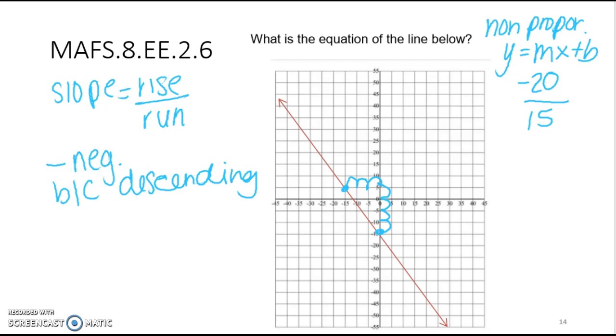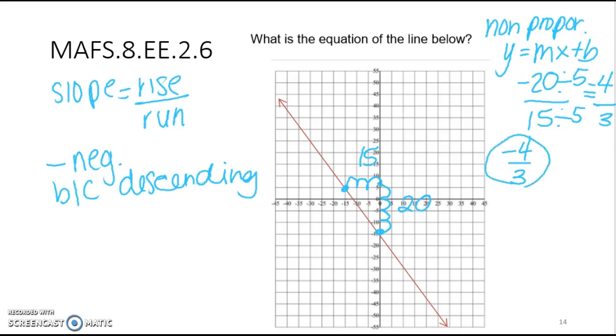So again, that rise is 5, 10, 15, 20 over 15, and it's negative. And we can reduce that. So what number both goes into 20 and 15? That would be 5. So 20 divided by 5 is 4, and 15 divided by 5 is 3. So my slope would be negative 4/3.